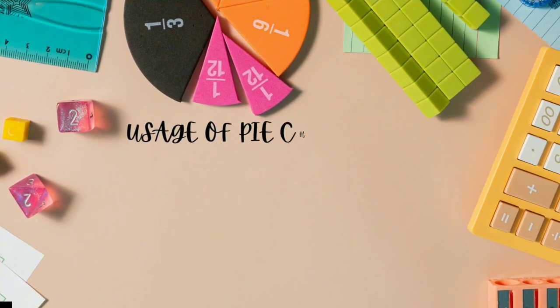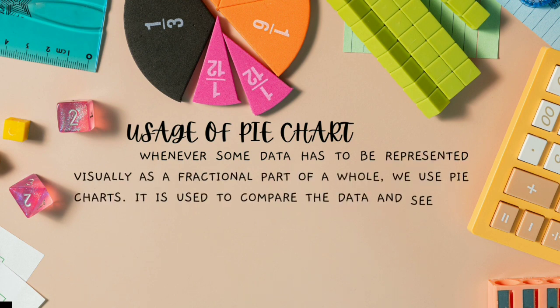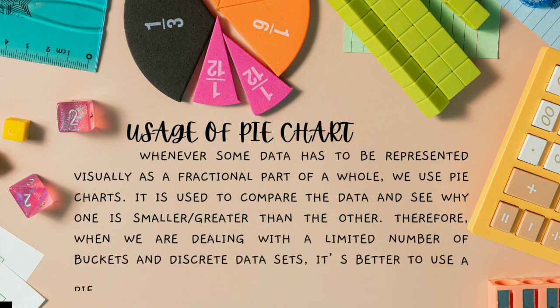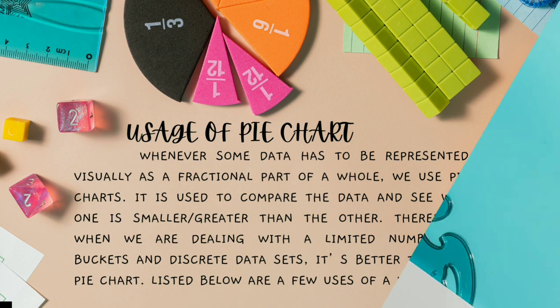Usage of a pie chart. Whenever some data has to be represented visually as a fractional part of a whole, we use a pie chart. It is used to compare the data and see why one is smaller or greater than the other. Therefore, when we are dealing with a limited number of packets and a discrete data set, it's better to use a pie chart. Listed below are a few uses of a pie chart.